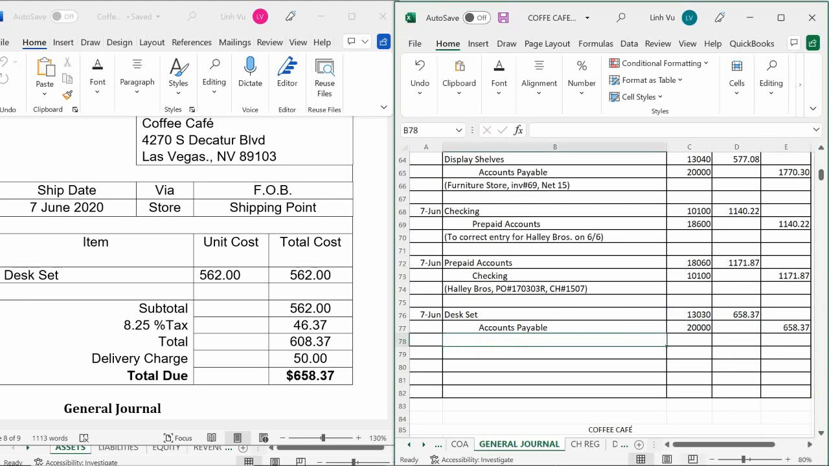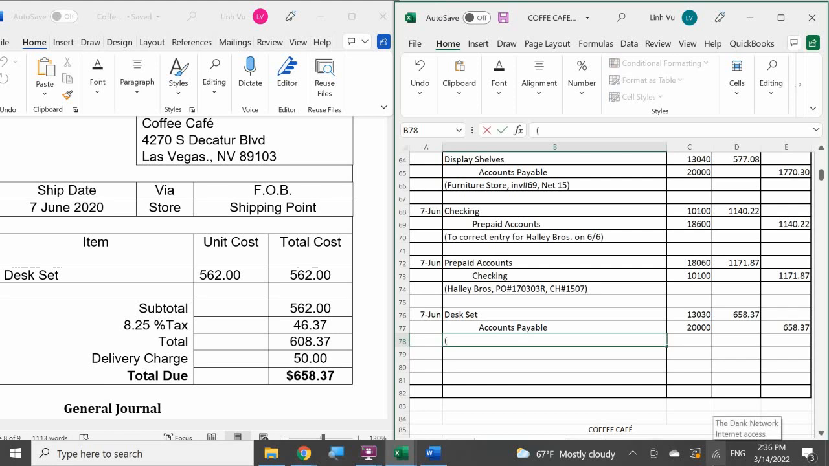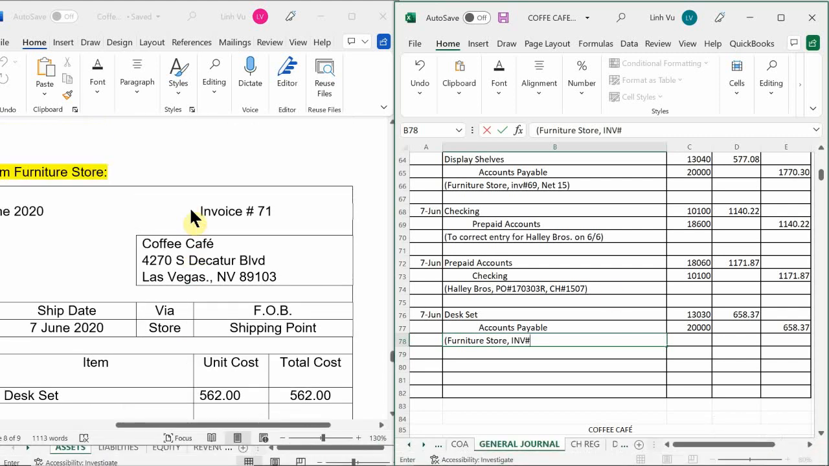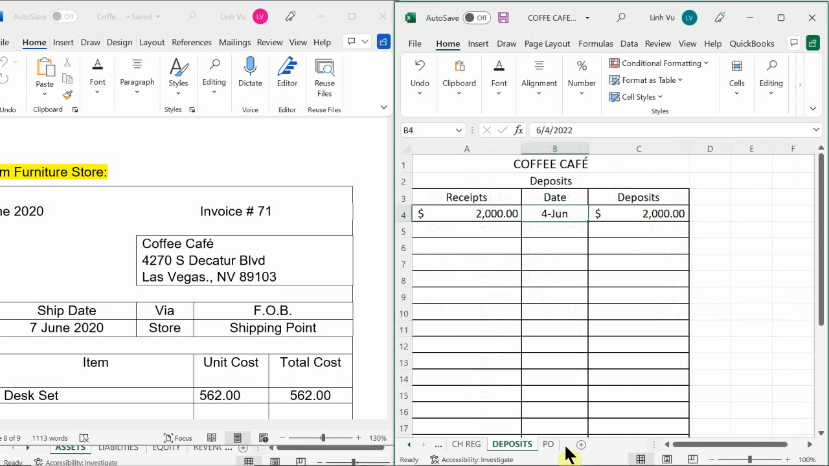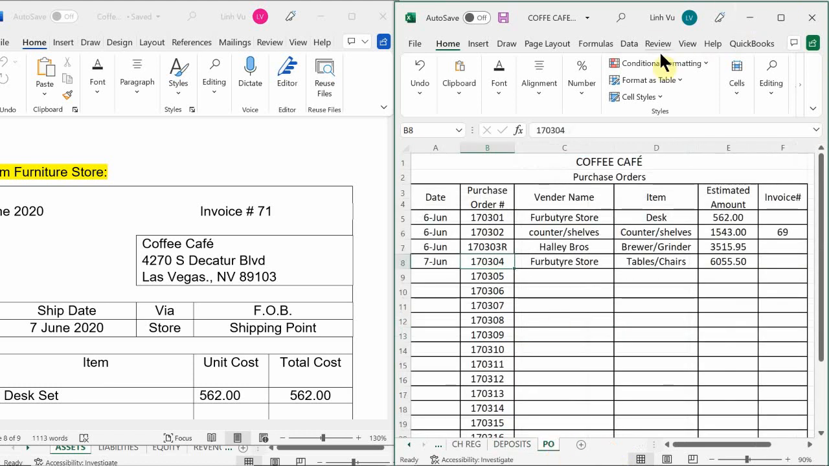Okay. So we have everything that we need, such as who did we buy this from? Furniture Store. What was the invoice number? In this case, it was 71. And do we have terms? This bill is going to be due in 15 days. Okay. And that is plenty enough information. So, number one thing that we need to do first is record that we received the desk. So in this case, we received the desk set.